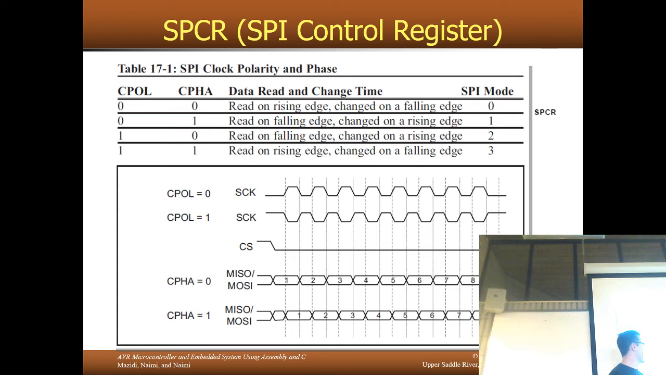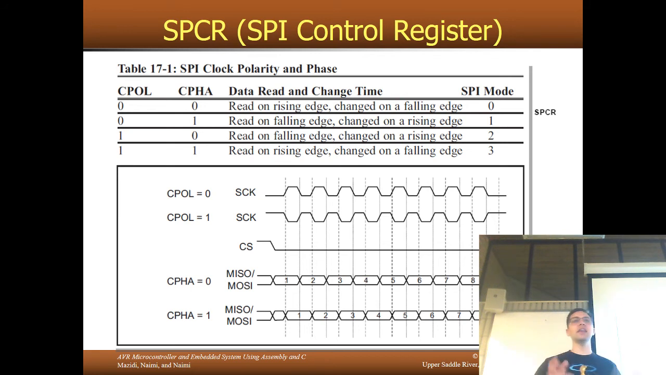Phase says where the data changes. I don't know if you can tell. Do you see that there are dashed lines and not dashed lines? When the phase is 0, the data is stable on dashed lines. When the phase is 1, it's stable, as in not changing, on the solid lines. So we've got dashed lines and solid lines.